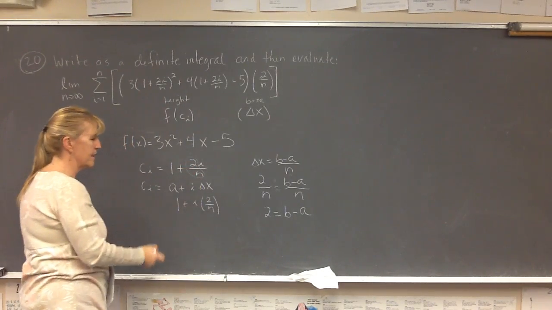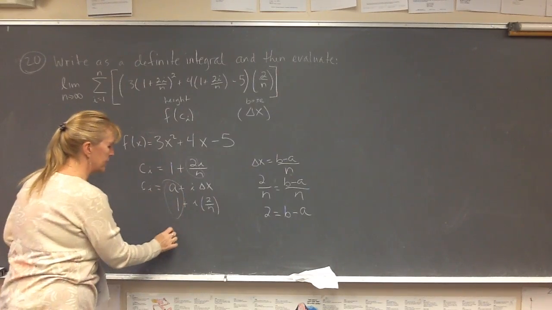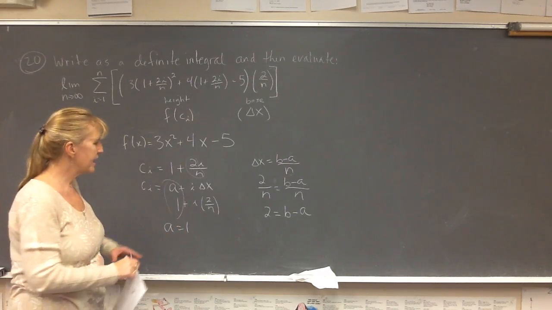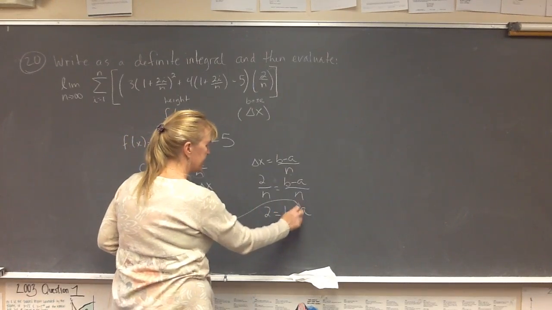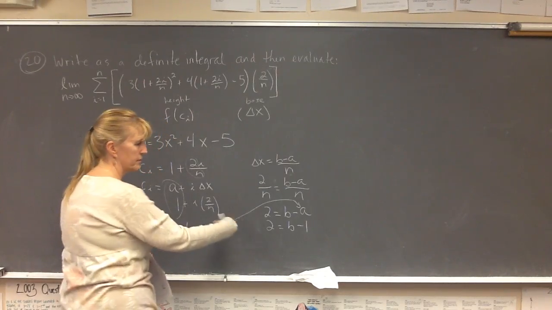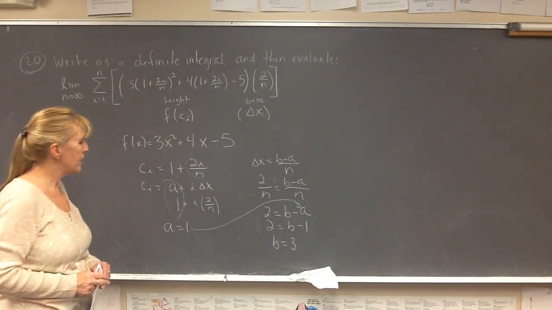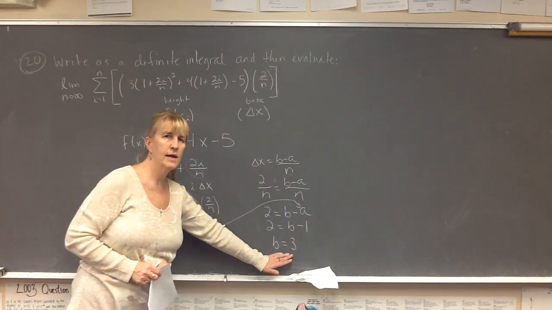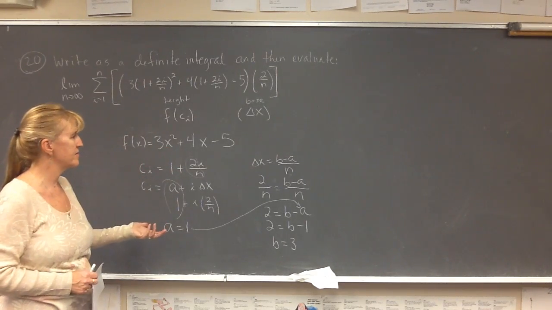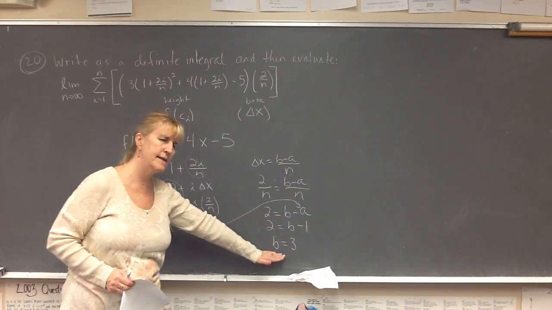The 1 sitting right there indicates that a is 1. So the start of our interval is 1. Take that 1, put it over here in place of a, and 2 is equal to b minus 1. Add 1 to both sides of the equation and you'll find out that b is 3. I now know my interval goes from 1 to 3, and I know my function, so I'm pretty much done. I can go ahead and write this as a definite integral with definite beginning and end, beginning at 1, ending at 3.